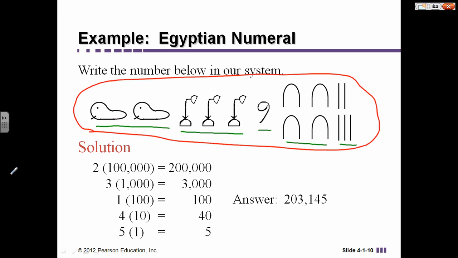So we have 2 burbot fish, so that's 200,000. We have 3 lotus flowers, so that's 3,000. 1 scroll for 100. 4 heel bones for 40. And 5 tally marks for 5. And then we add all those numbers together, and we will get 203,145.